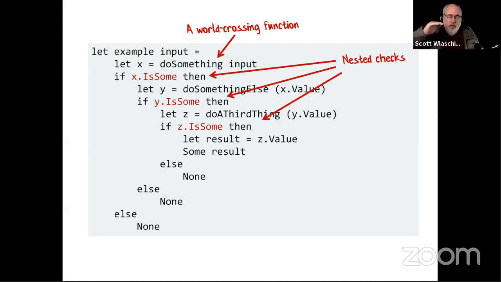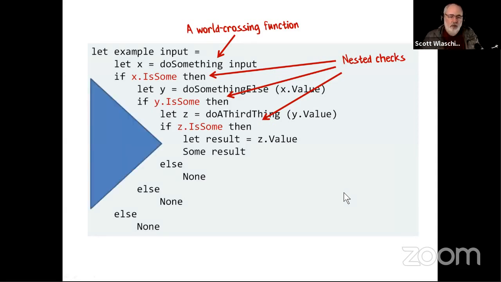You have this nested stuff. Is it okay? Then I can do the next thing. If it's okay, I can do the next thing. If it's okay, I can do the next thing. So it's this triangle shape, the pyramid of doom, as it's often called.